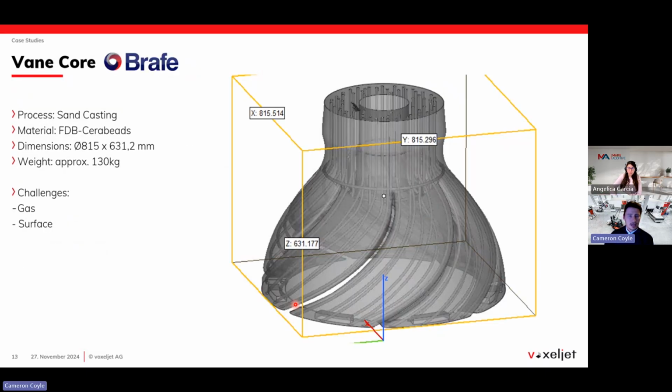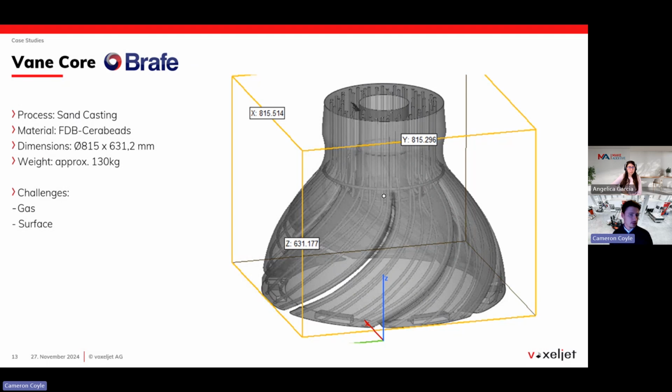Now we can take a short look into a steel casting. This is actually also a UK foundry called Brave Engineering. This time we have a very large core for a steel casting in a nuclear application. So you see here it's an 815 millimeter diameter core, and it weighs about 130 kilos. So very, very big. And the challenges again we had here was about gassing and also the surface finish.